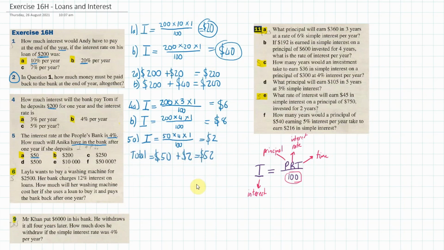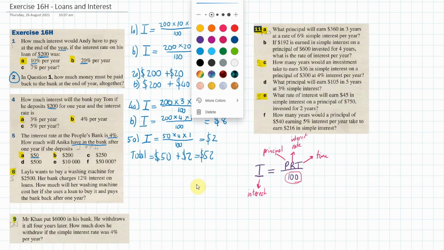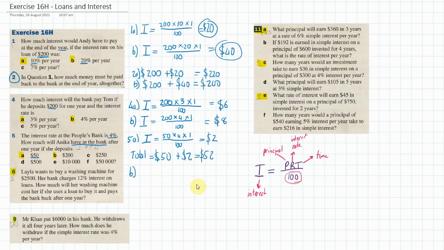Okay, now let's move on to B. Same deal for B. The interest she earns will be the $200 principal multiplied by the 4% interest rate, and it's over 1 year, so times by 1 because T is 1. Divide that by 100, and should be in this case $8. And therefore, the total that she will have in the bank will be the original $200 she has plus the $8 of interest that she has earned, so should be $208.